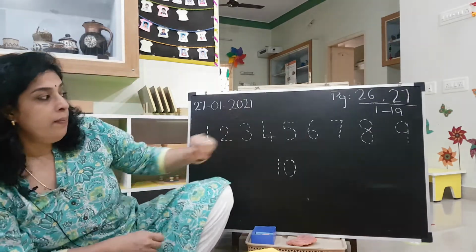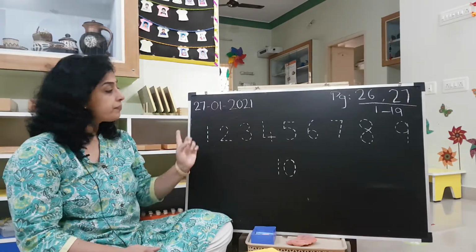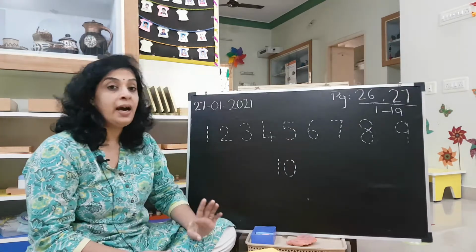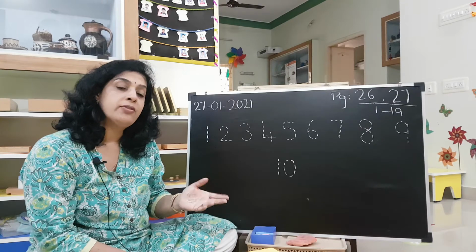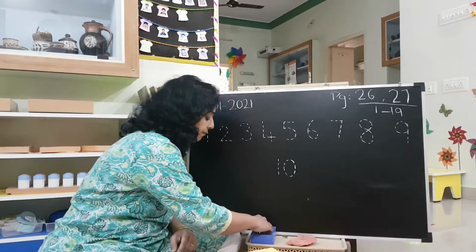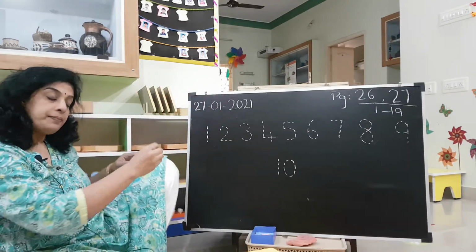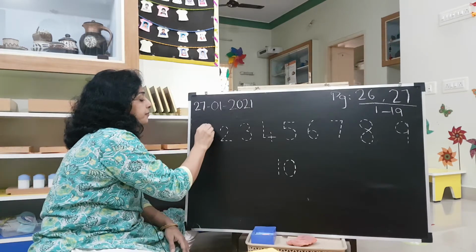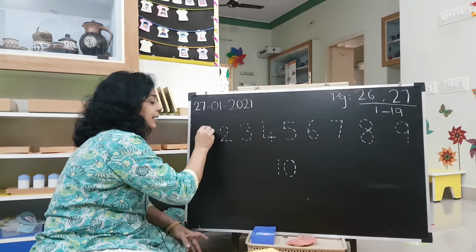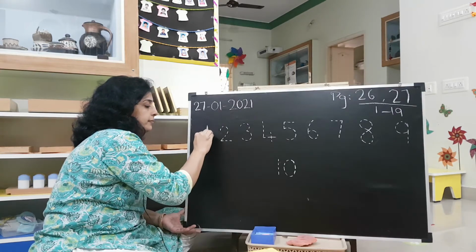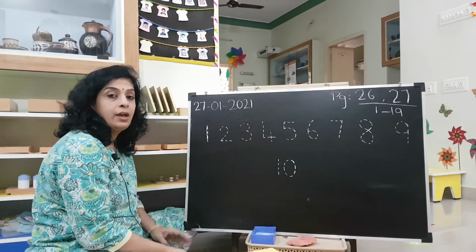Now let's see the numbers, how to write them. I already have it listed here, but in a dotted way. I am going to show you how to write it so that you can recollect it. Come. Let's start from here. 1. It's a plain standing line. 1. 2.